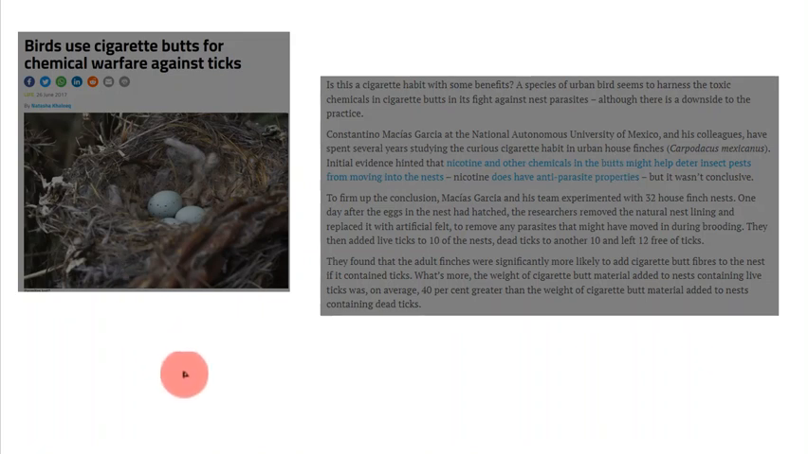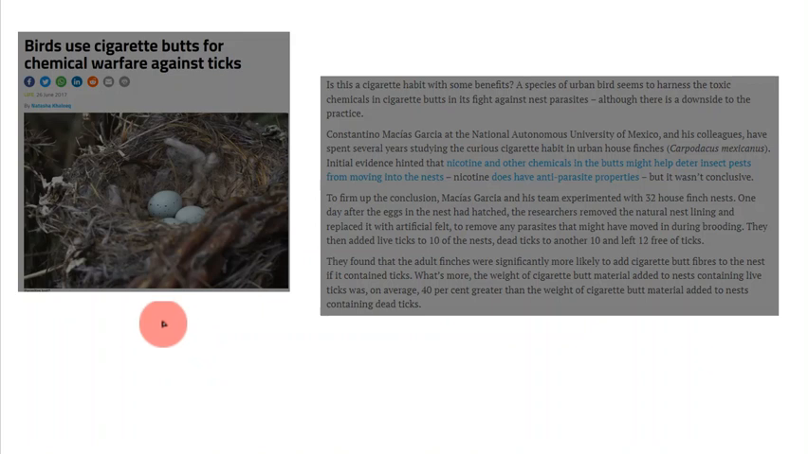What they found is that birds use cigarette butts as chemical warfare against ticks. Think about the birds nesting here: they lay their eggs, the eggs hatch, and you have the baby chicks. Those baby chicks are exposed to ticks in the environment. Think about a pet, like a cat, particularly in the summertime: when they go outside, ticks attach onto them, and those ticks need an animal to live off. Generally, you'll get tick remover for your pet, or you'll inoculate them against ticks so that when the tick bites them, the tick will die.